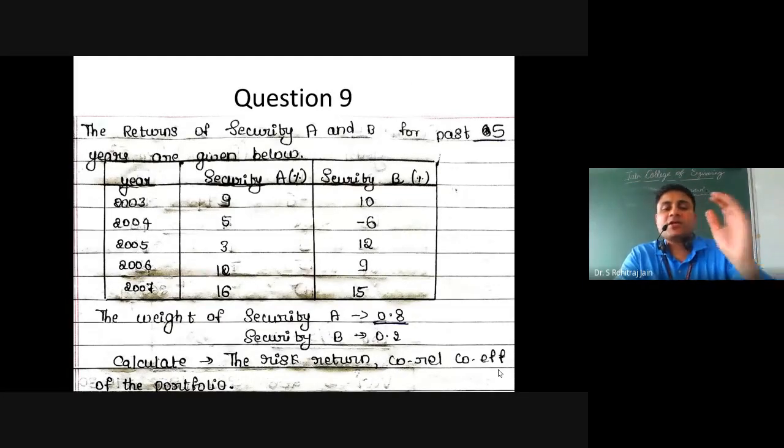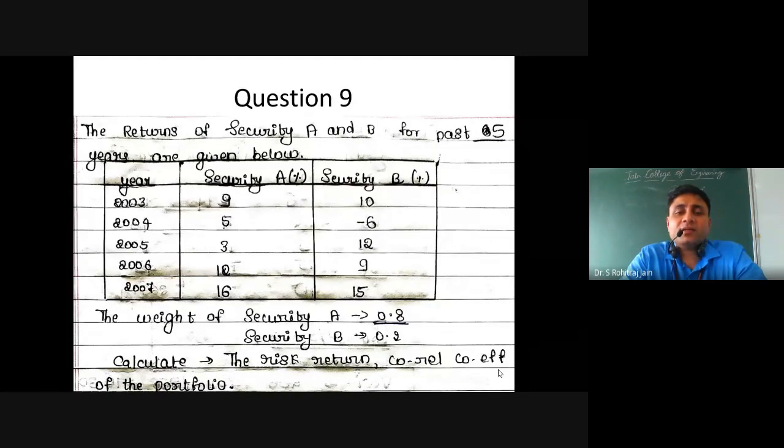The returns of security A and B for past 5 years are given below, that is from 2003 to 2007. Please understand the question, students, very carefully. They have given the security A return and security B return, year wise for the past 5 years. That is 9, 5, 3, 12 and 16. Similarly, of security B also they have given, that is 10, -6, 12, 9 and 15.